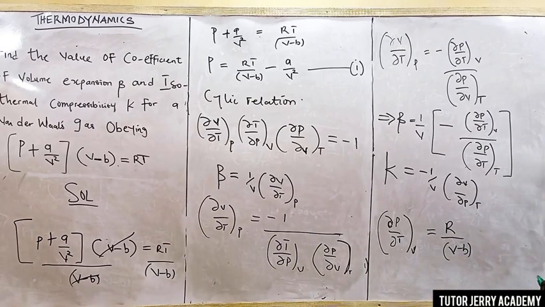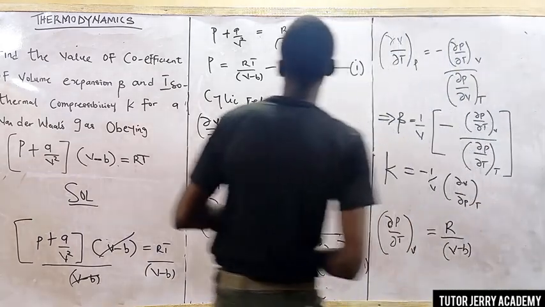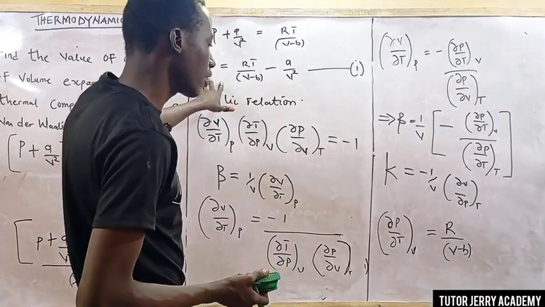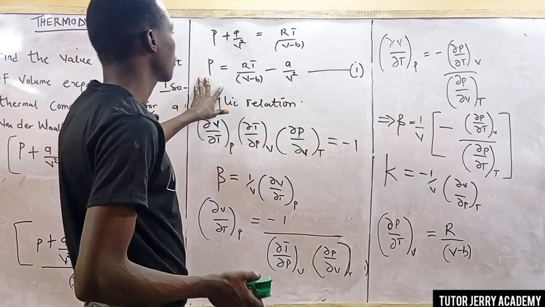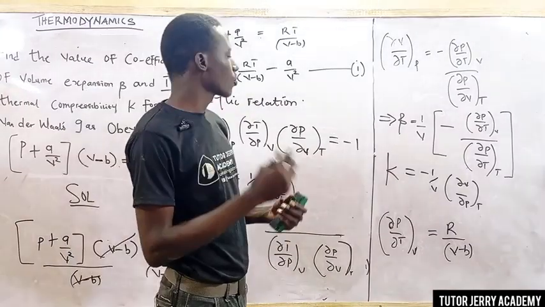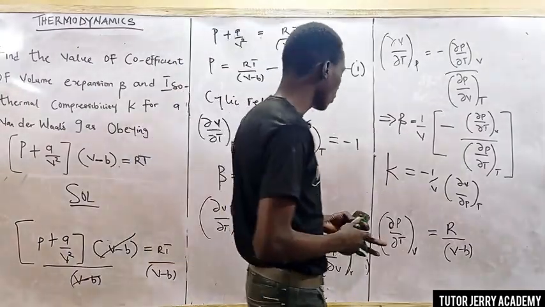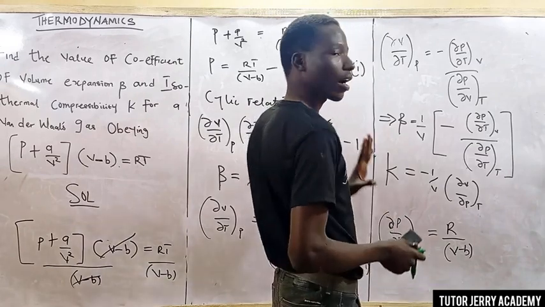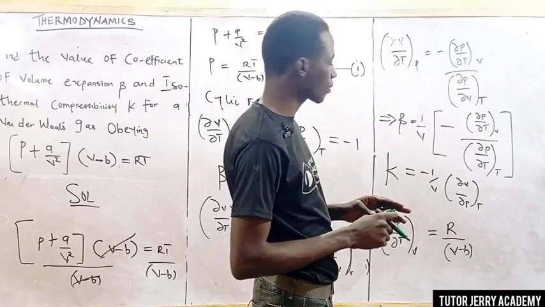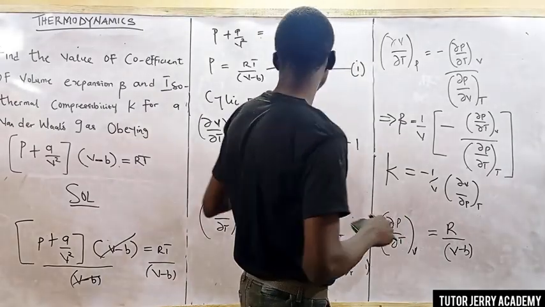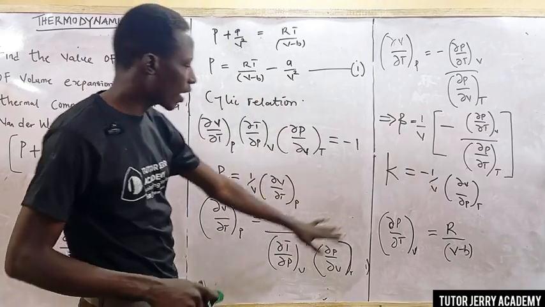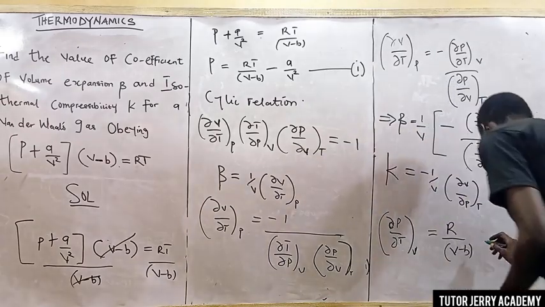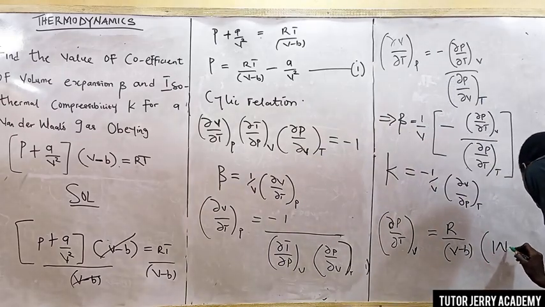Similarly, from this equation, we can decide to differentiate with respect to V. What we just did here is that we differentiated the van der Waals equation with respect to T. So that's what we did here.